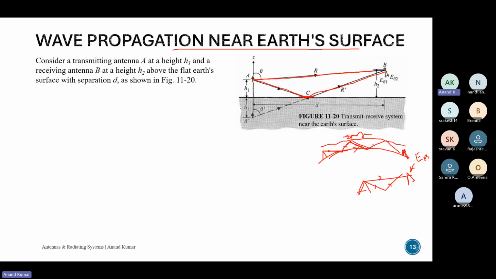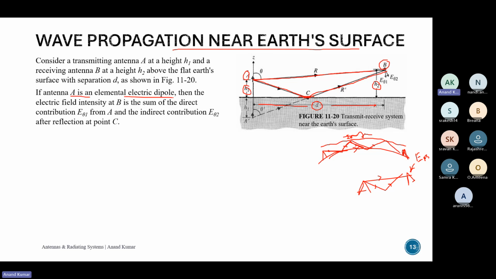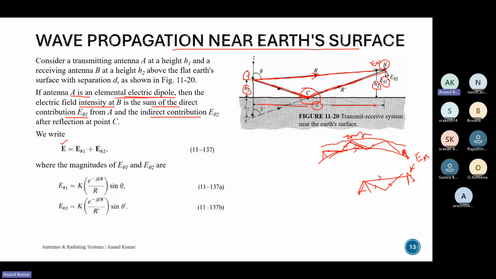We're considering a transmitting antenna A over here at a height h1, and a receiving antenna B over here at height h2, and they are at a separation of D. If antenna A is an elemental electric dipole, then the electric field intensity at B is the sum of the direct contribution E01, through path R, and the indirect contribution E02, through the reflection from the Earth surface at point C. So we can write the total electric field received as the sum of the direct and indirect electric fields due to the direct and indirect paths.